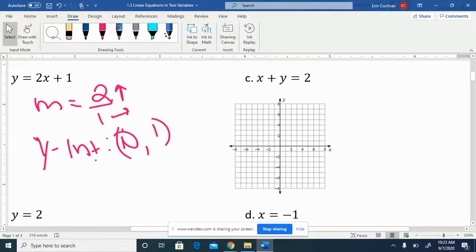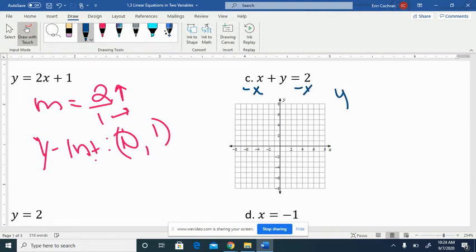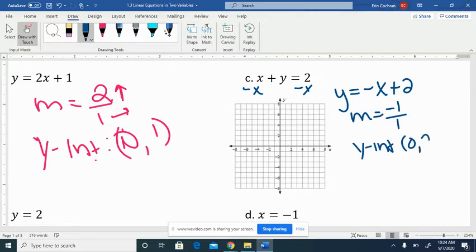All right, looking at C here, we have x plus y equals 2. We are not in slope-intercept form. So to solve into slope-intercept form, we're going to subtract the x. And we're just going to get y equals negative x plus 2. So my slope in this case is negative 1 over positive 1. And my y-intercept is 0, comma 2.